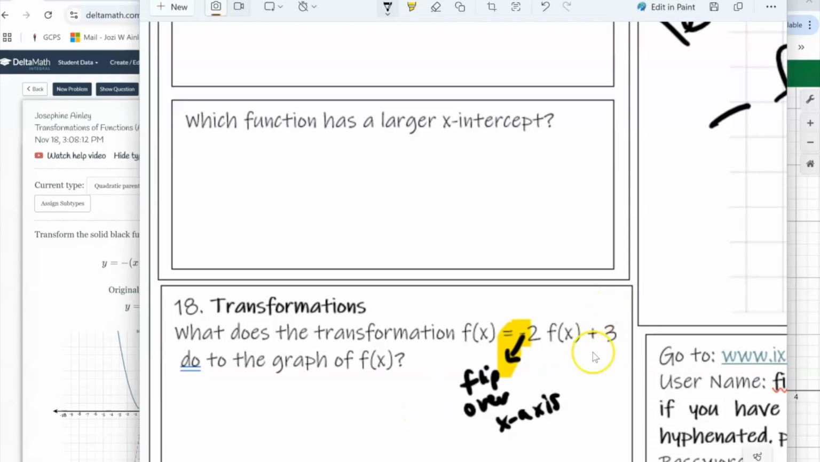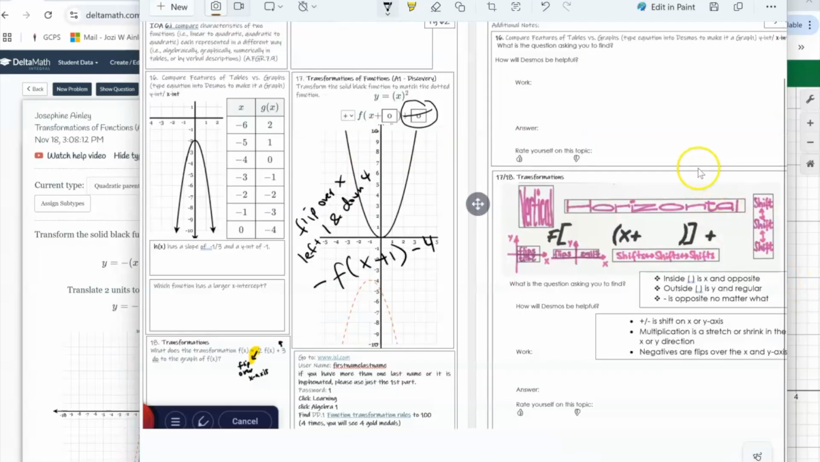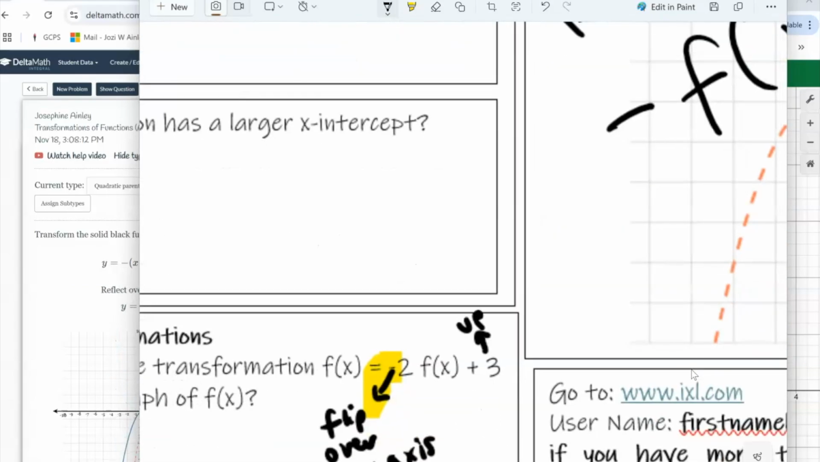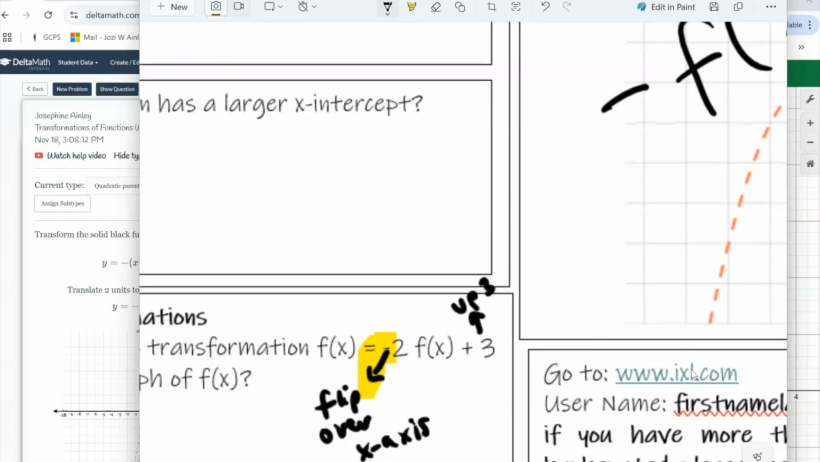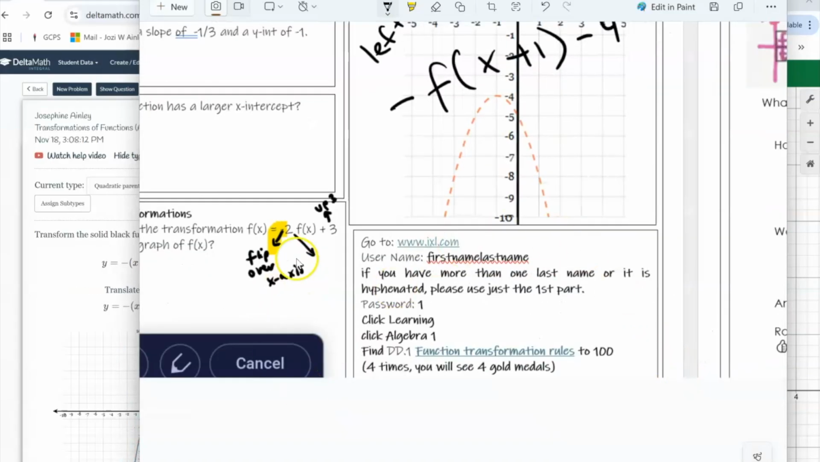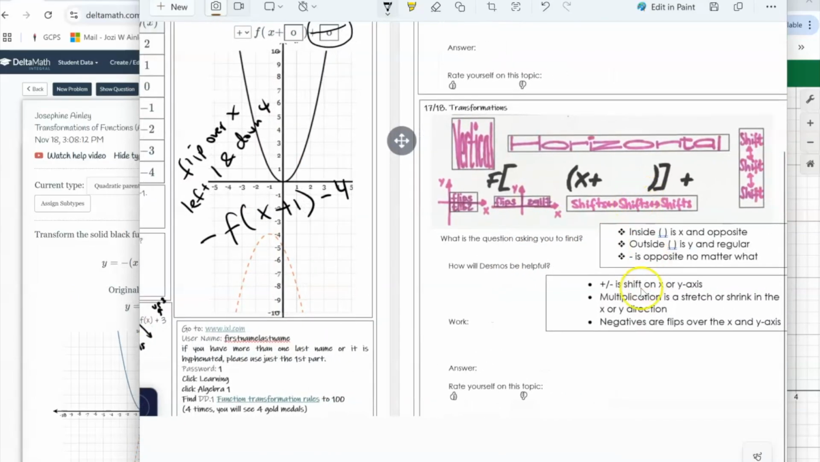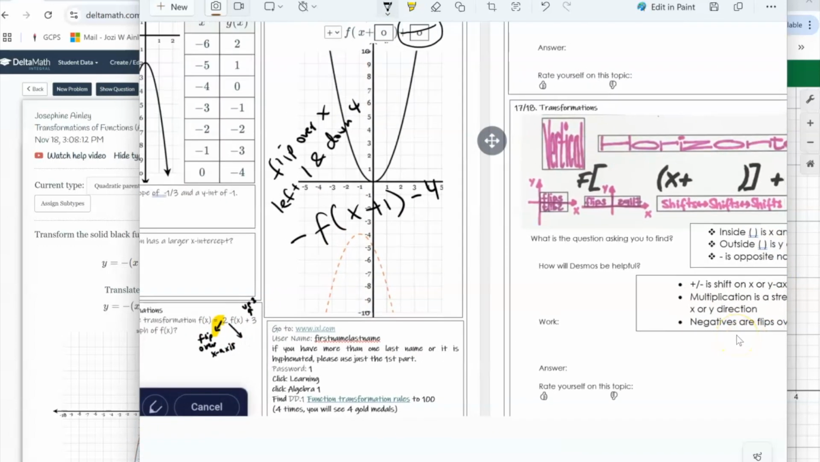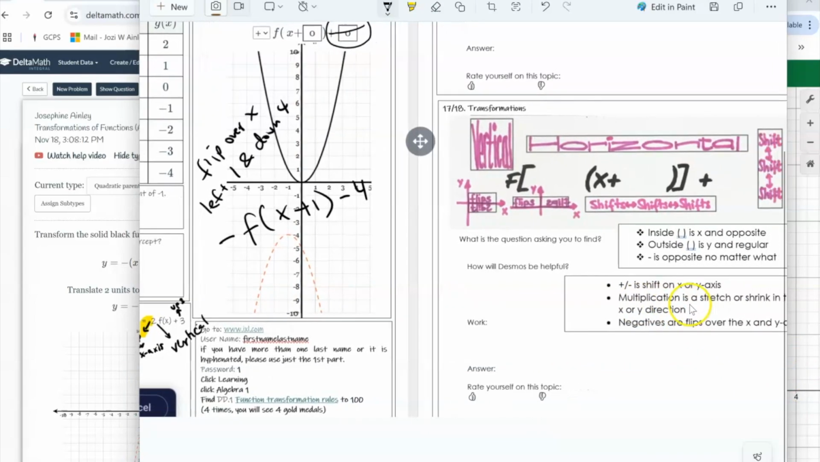All right. What does this plus 3 do right here? This is outside. So outside is going to be y and whatever you think, right? Let me go back to my notes. Outside is y and regular. And because it's a plus or minus, it's a shift on the x or y axis. So I'm going to go up 3 because it's the y-axis. All right, what does this number do right here? So we actually didn't cover this yet, but this is multiplication. If you look at your notes, it says multiplication is a stretch or shrink in the x or y direction. Now, because this is outside, it should be which direction? Y. So this is going to be vertical. Whatever your answer is going to be vertical because it's outside. If it was inside, it would be horizontal. All right, so it's vertical. And since it's multiplication, it's going to be whatever you think.